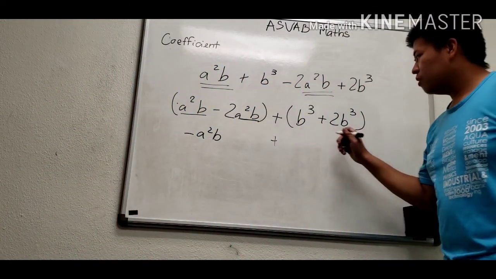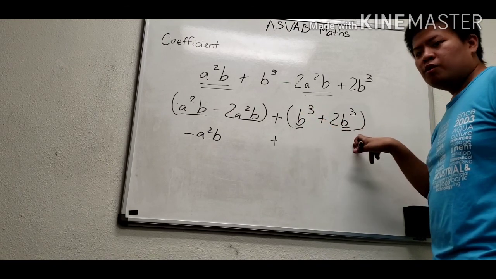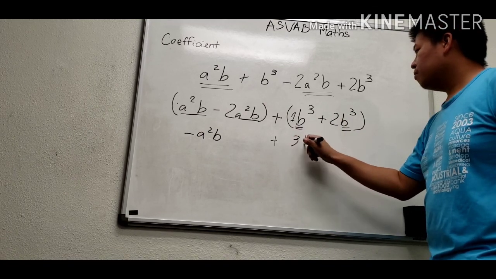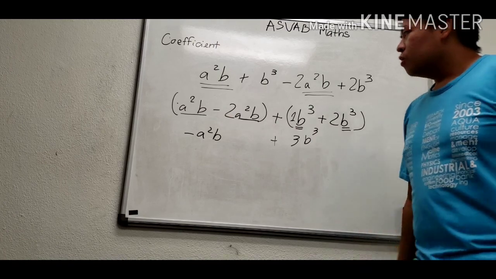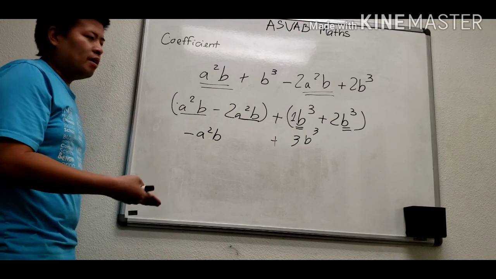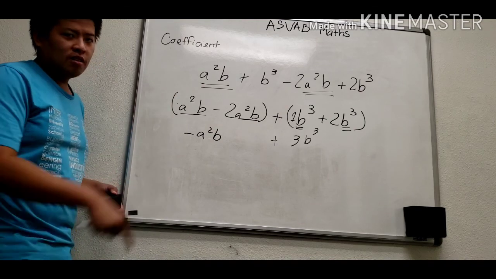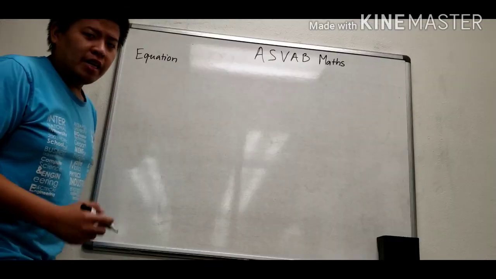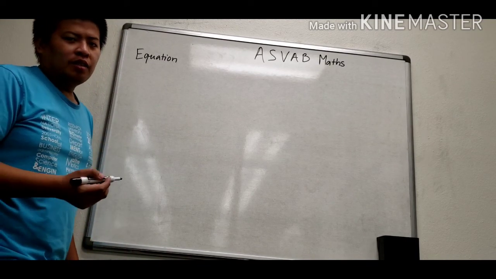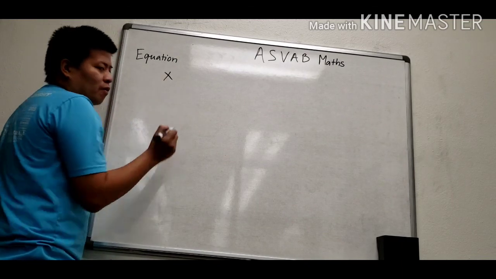Similarly, we have p power 3 and 2p power 3, the same p power 3. We can just sum them together, so that's 3 with p power 3. So coefficients are very good for you when we do the sum and minus in this class, so if you want to know how to do this, you can learn like that. Our equation will be on the ASVAB math knowledge, and we need to learn how to do equations. I will provide one example.